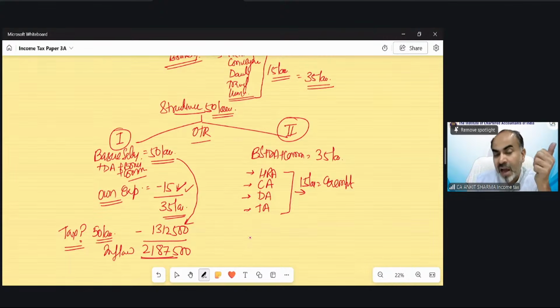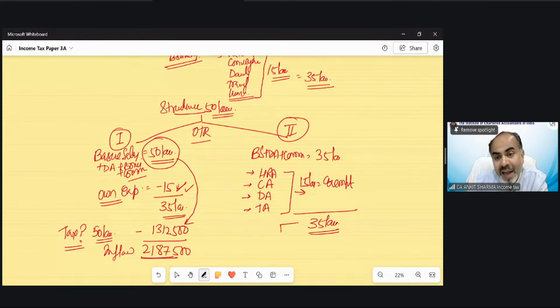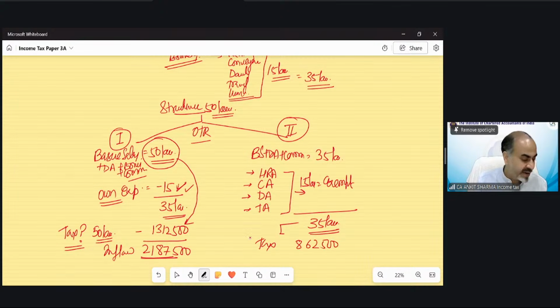Why? If I do it myself, then the taxable value would be 50 lakh. But if I take these expenditures in the form of allowances, which are exempted under income tax, then my taxable salary would be only the remaining 35 lakh. And now the tax calculated on 35 lakh would be 8,62,500. If I reduce this out of the 50 lakh rupees package, 15 lakh will go as expenditure and tax is also going to be reduced.